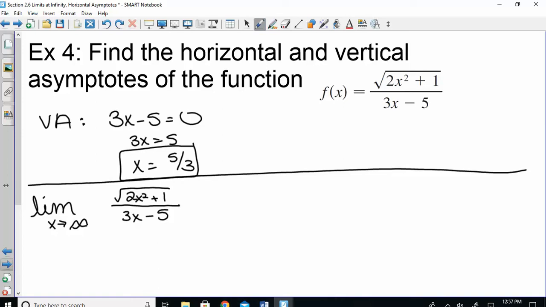The bottom has an x to the first. The top has a square root. We know we have to multiply the top and bottom by the same thing. So for the bottom, I would need a 1 over x. That means I have to do 1 over x on top as well. But I want to be able to bring this under the square root.